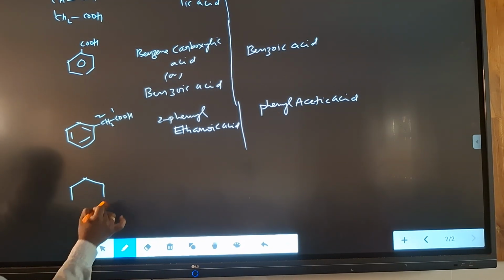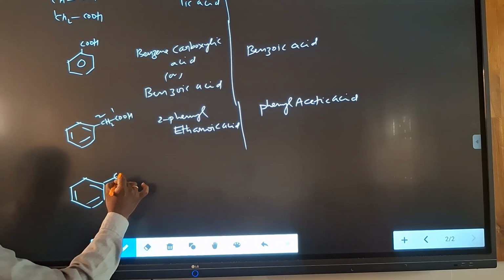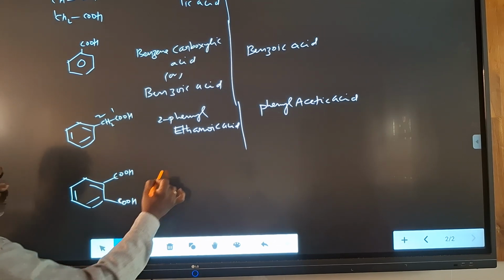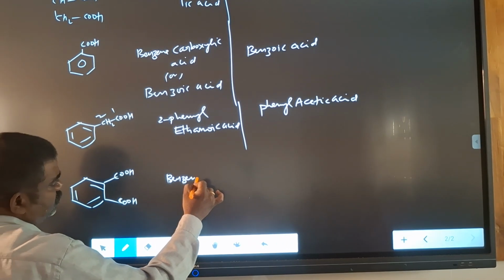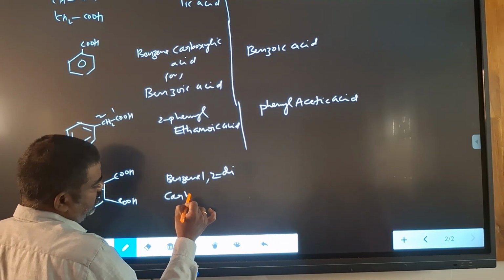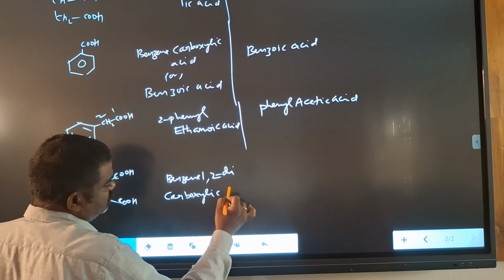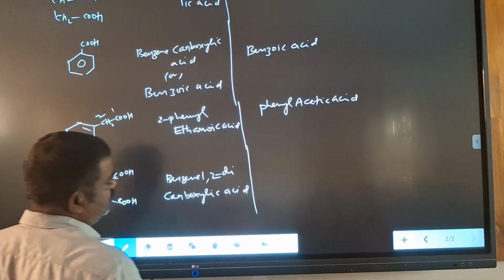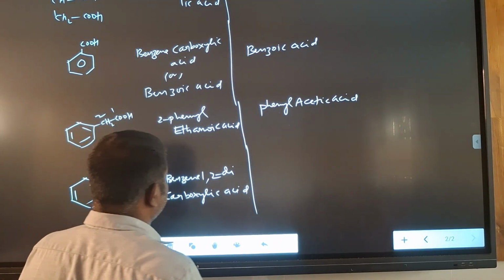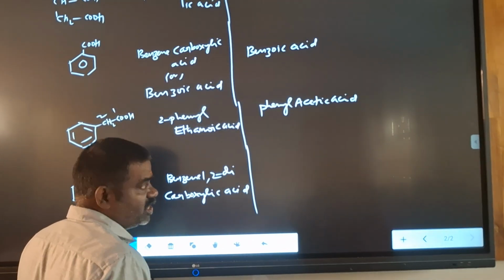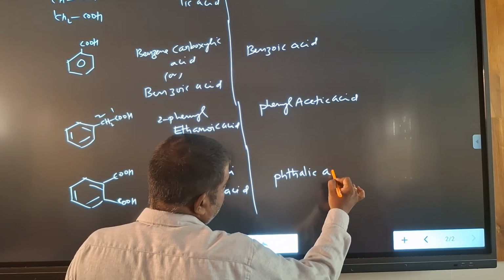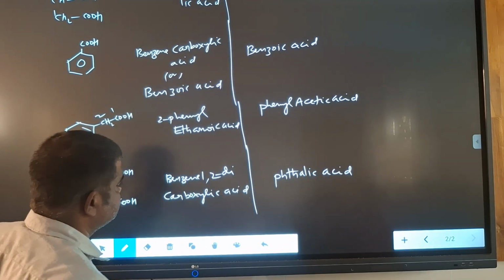Next. With two COOH groups, what is the IUPAC name of the compound? Benzene 1,2 dicarboxylic acid. What is the common name? Phthalic acid. The common name is phthalic acid.